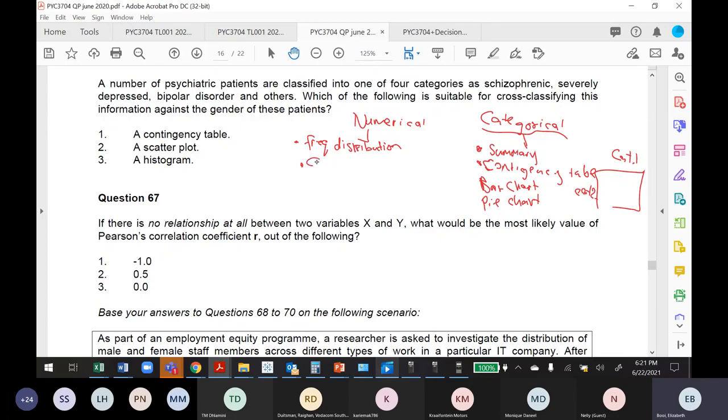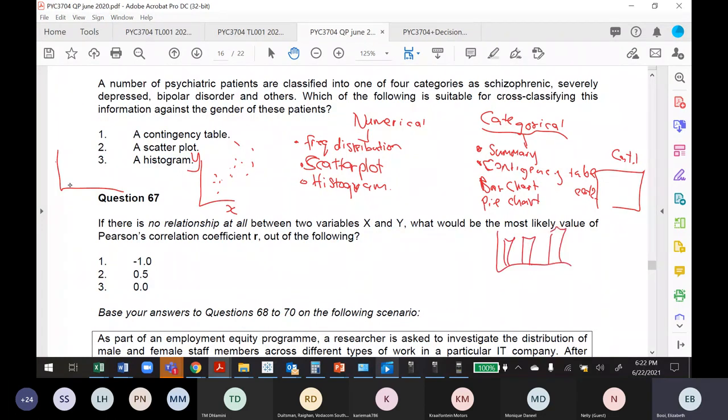For numerical data, you can do a scatter plot. You can do a histogram. I am sure that you know what I'm talking about when I talk about a scatter plot. Remember, a scatter plot is the one where you have all the values for your X and your Y. A histogram is a bar chart for numerical values, and you can develop it from a frequency distribution. The difference between a histogram and a bar chart is that in a bar chart, the bars will never touch. On a histogram, when one bar ends, the other one starts.